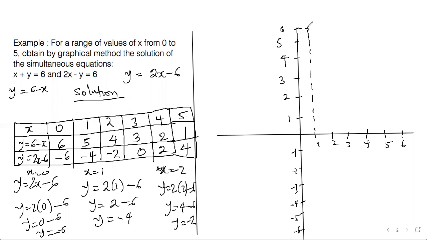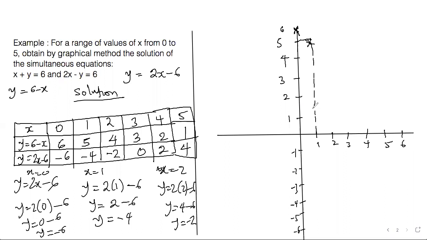So this is the first point. Second point, when x is 1, y is 5. Oh, sorry, an error there. When x is 0, y is 6. That means it should be here on the axis. X is 0 on the y-axis. So when x is 1, y is 5. So it should be there.